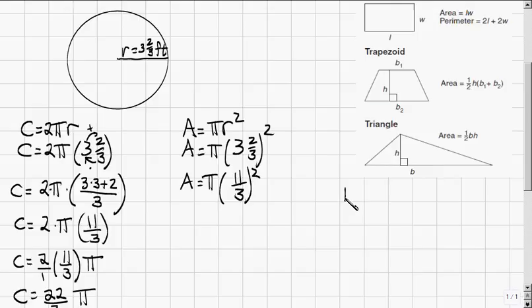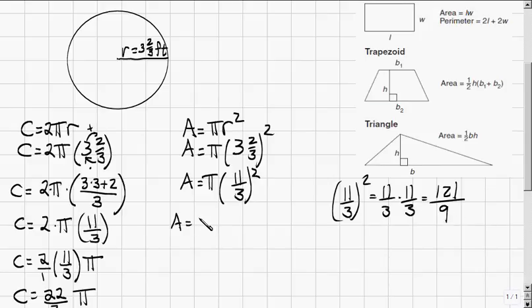So 11/3 squared means 11/3 multiplied by 11/3. 11 times 11 is 121, and 3 times 3 is 9. So our area becomes 121 over 9 with a pi symbol at the end of the problem. Just like before, maybe we should write 121/9 as a mixed number. So to find the mixed number, we'll divide 9 into 121. 9 does not divide into 1 0 times, but 9 does go into 12 once. So 1 times 9 is 9.